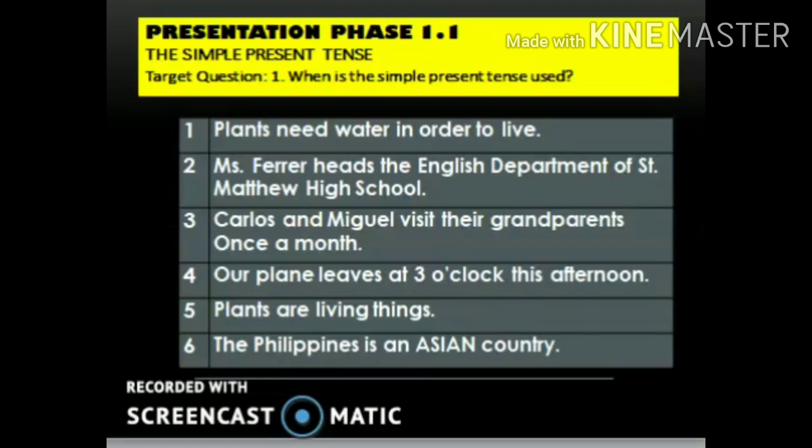Can you now formulate the pattern in constructing sentences with plural subjects in the simple present tense? If the subject is plural, use the plural verb.